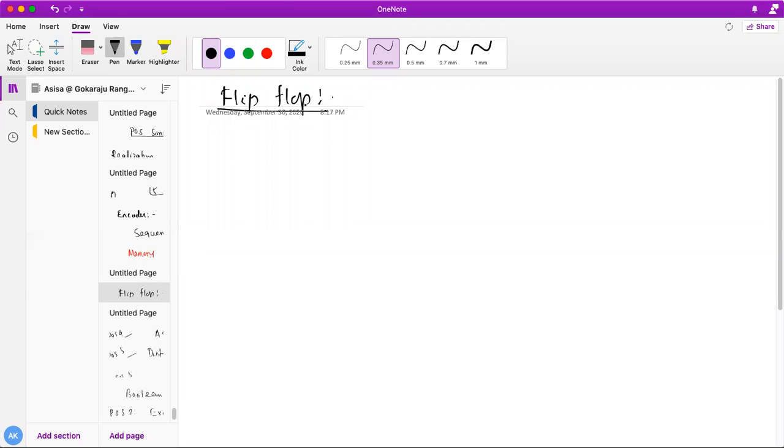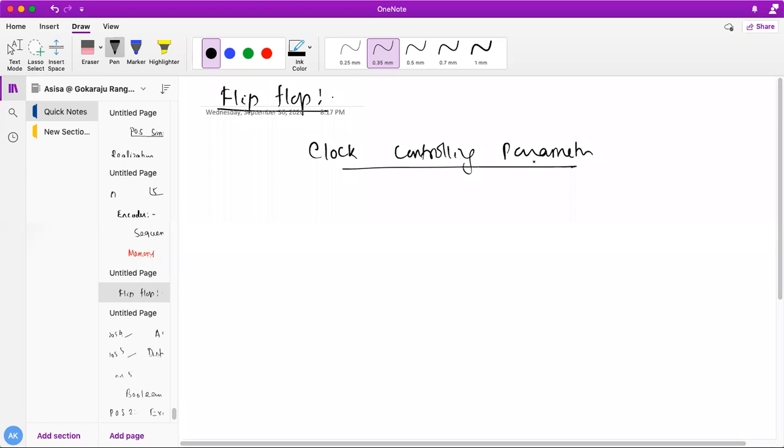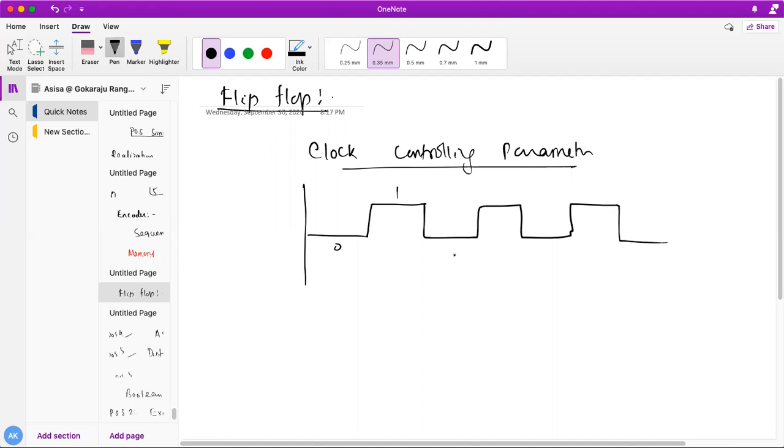But in a flip-flop there will be a controlling parameter. What is that controlling parameter? Clock is the controlling parameter. So depending upon the clock pulses, it will change according to my requirement. It will store 0 and 1, or the previous value, or it will be invalid, depending upon my controlling parameter. I have to control here with the help of a clock signal. So what is the clock signal? All of you know that. This is my clock signal. It's a pulse of square waves, nothing else. 0 1 0 1 0 1. This is my T off, and this is my T on.